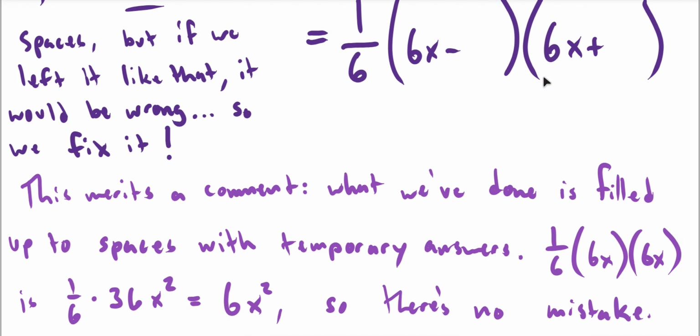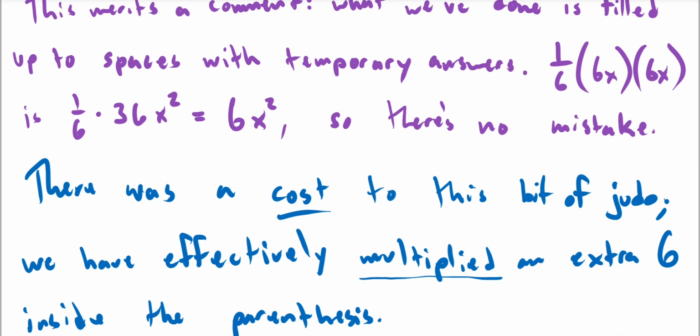If I look at the first term, 6x times 6x, that's 36x squared. But if I take a sixth of that, it's still 6x squared, which is the term that we need. So there isn't a mistake. We've made no mistakes, and yet only 2 blanks remain. But there was a cost to doing this.